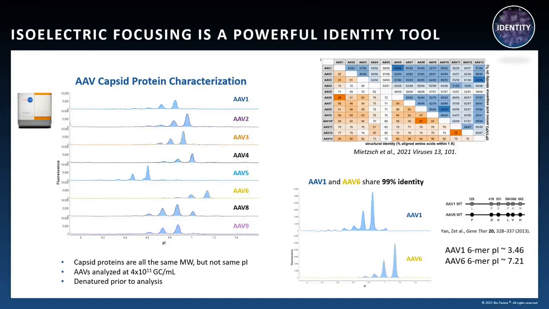AAV1 and AAV6 actually differ by only 6 amino acids shown here. I calculated the pI of each 6-mer to show you how much more basic the AAV6 peptide is, which explains our data and shows how powerful isoelectric focusing is.